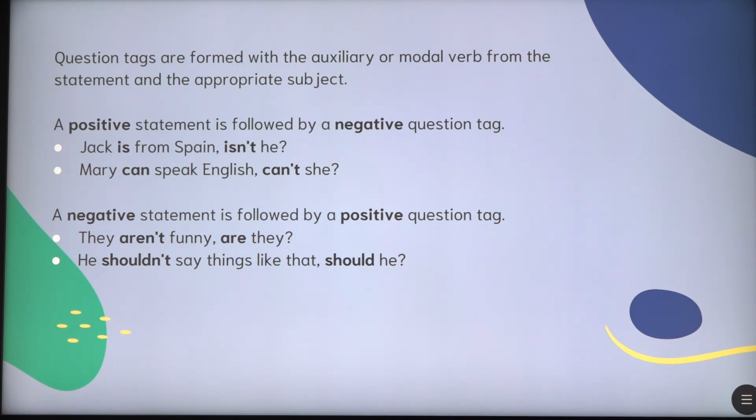A positive statement is followed by a negative question tag, as earlier said. Jack is from Spain, isn't he? Mary can speak English, can't she? Then, if we've got a negative statement, it will be followed by a positive question tag. They aren't funny, are they? He shouldn't say things like that, should he?